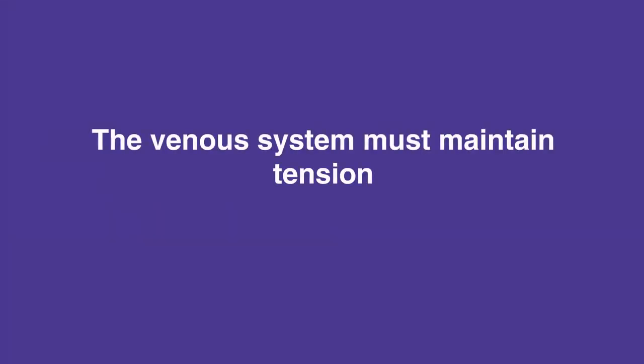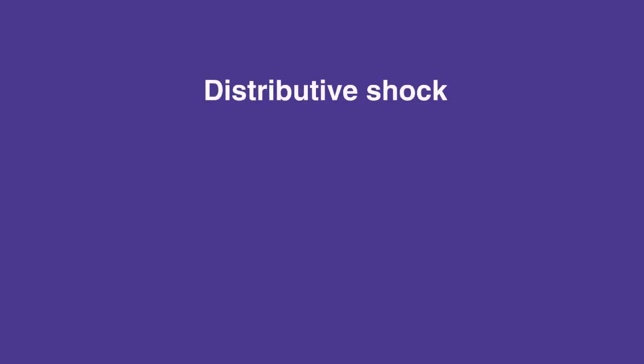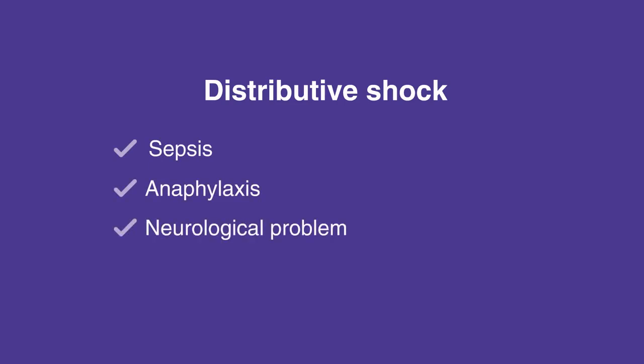Likewise, the venous system must maintain tension as well, so as to not retain too much of the total blood supply. In distributive shock, the blood is not being maintained in the required and needed useful blood vessels. Distributive shock is most commonly caused by sepsis, anaphylaxis, or a neurological problem, all of which cause vascular dilation or loss of blood vessel tone.